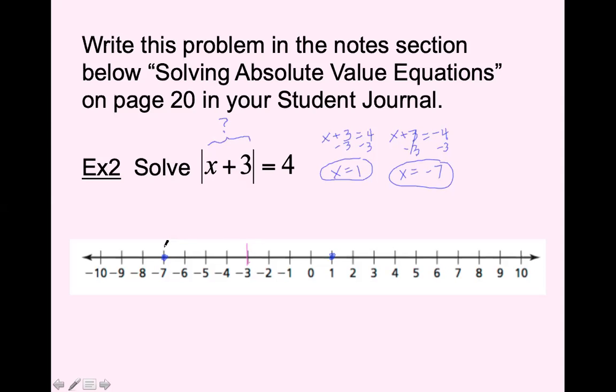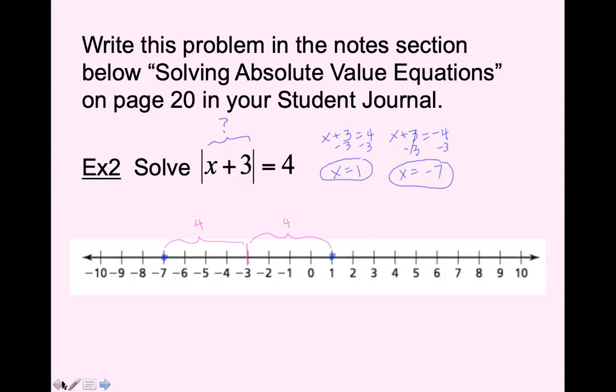If I look on this side, how far is -7 from -3? It's 4 units. If I look on the right side, how far is 1 from -3? It's also 4 units. And that's translated right here in this problem. This is asking you what numbers have a distance from -3 of 4 units. If I go 4 units to the right of -3, I'm at 1. If I go 4 units to the left of -3, I'm at -7.